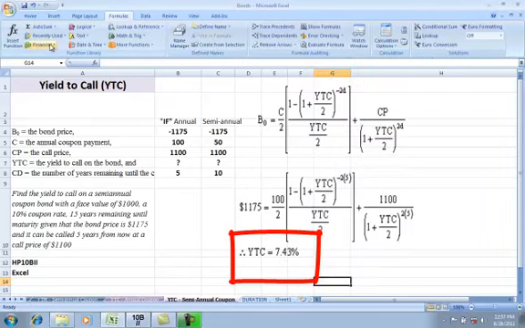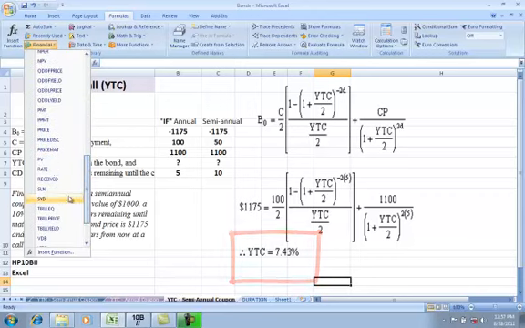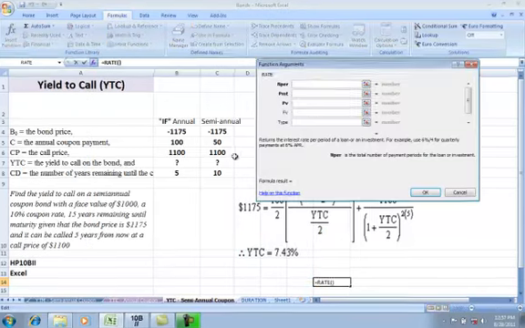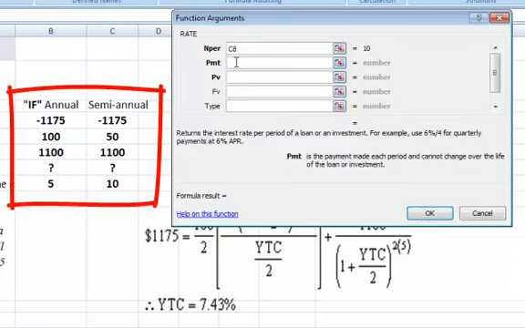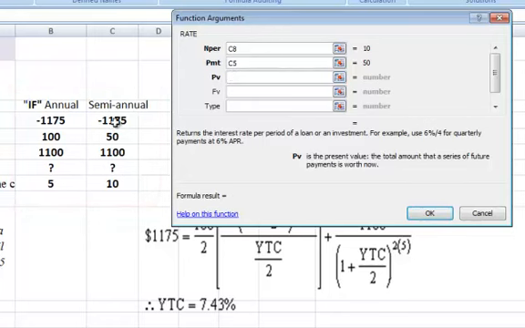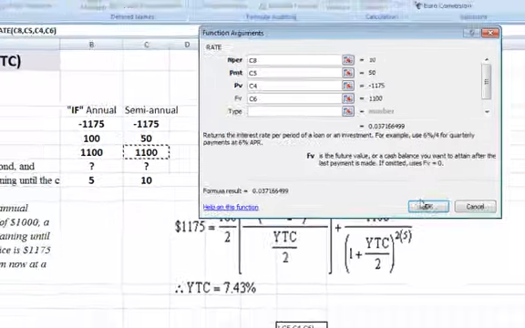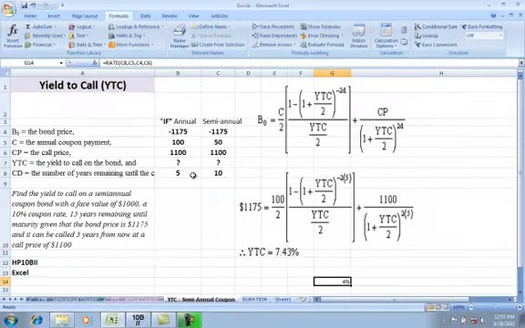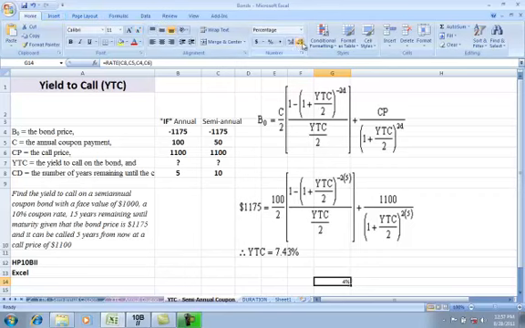And one more time, let's attempt it using the rate function here. There are 10 payments, 5 years left. They're semi-annual payments. The payment is $100, 10% coupon, but in this case we're going to pay every 6 months half of that. The present value is $1,175 and the future value is $1,100, and there's the 3.71 again. We have a little rounding issue here, so let's go back to this. And if we multiply that by 2, we'll get the 7.43.